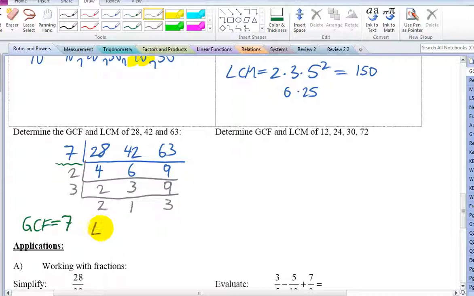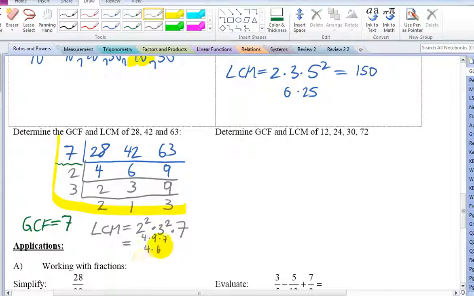So what's your LCM? 2 squared times, okay, don't forget it makes the letter L, all of them, right? So 2 squared times 3 squared times 7. We never include the 1 because it changes nothing, right? Multiplying anything by the number 1 changes nothing, so we just don't include it. Okay, and so what does this equal? 4 times 9 times 7.